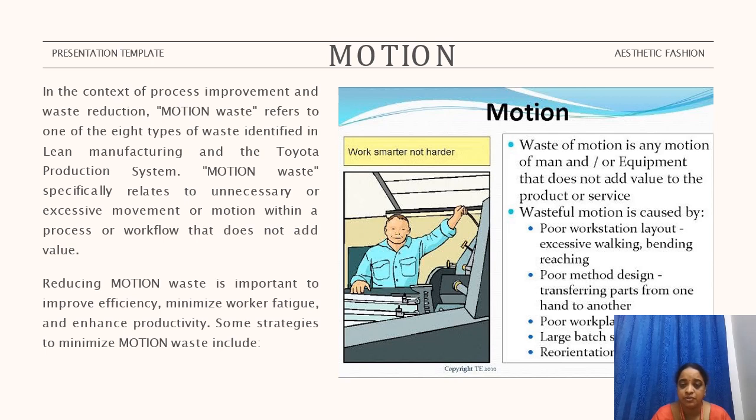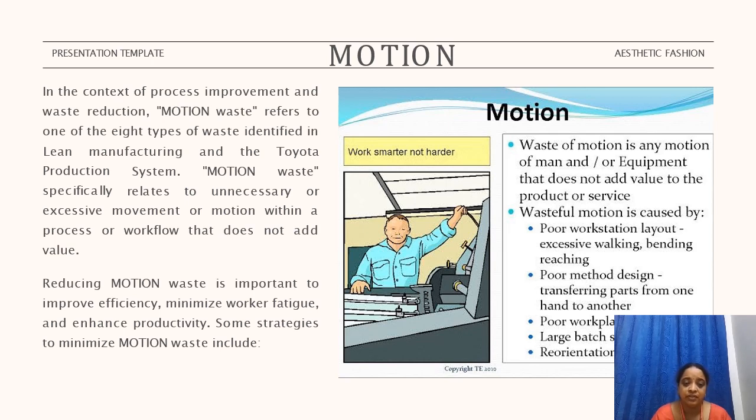The next one is motion. Waste of motion is any motion of man or equipment that does not add value to the product or the service. Poor workstation layout, excessive walking or bending, poor method design, transferring parts from one hand to another, poor workplace organization, large batch size for production, and often reorienting things. All these are included in motion waste.